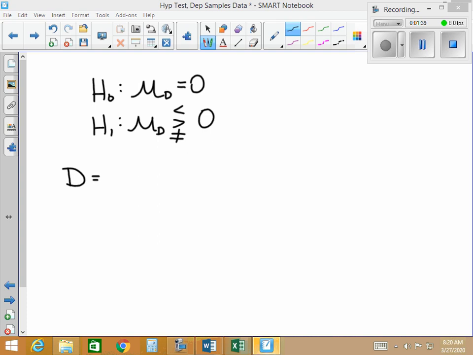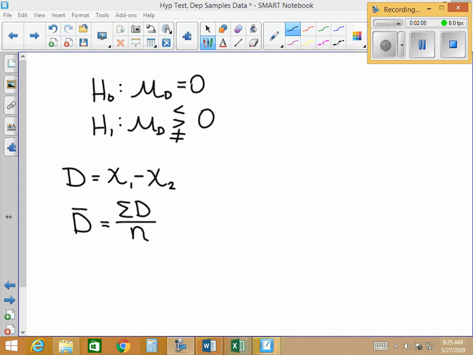But when we talk about capital D, it's the difference between two data values where x1 is a value from population 1 and x2 is a value from population 2. Once we've taken x1 minus x2 for each pair, each paired up ordered pair of data values, then we'll find the mean of all those differences. Remember, you find the mean by adding up all of the numbers you have and dividing by n. Okay, n is the number of pairs of data that you have.